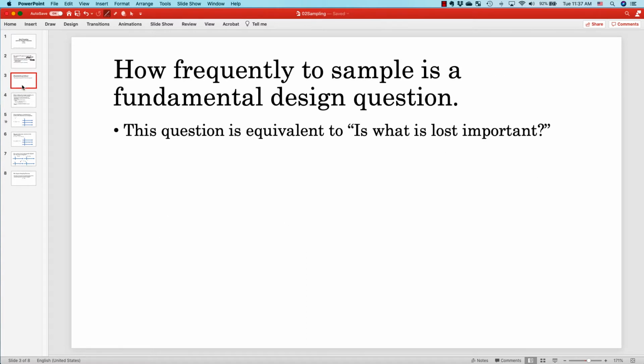The fundamental question that underlies every kind of digital system is how frequently should we sample? This has tremendous implications for what kinds of processes the system will be faced with, but also what kinds of things you want the system to be able to do. And that can get kind of confusing. At the end of the day, really it's just going to boil down to, what is lost important to me?